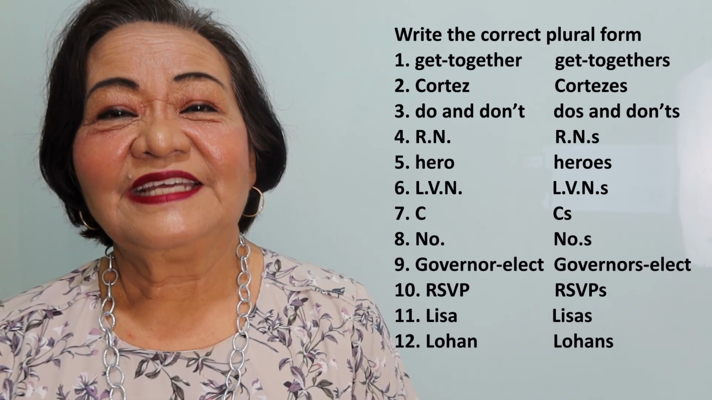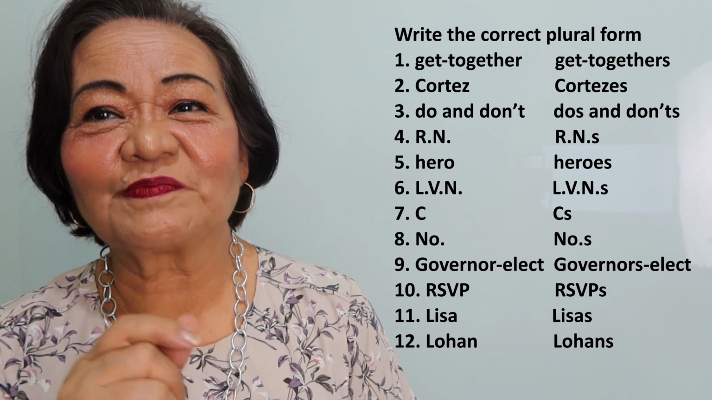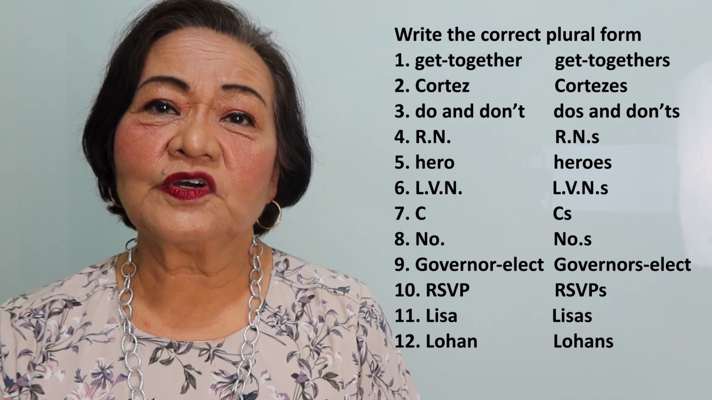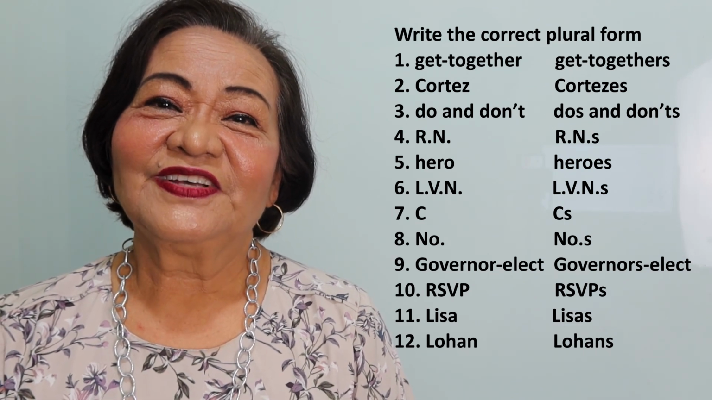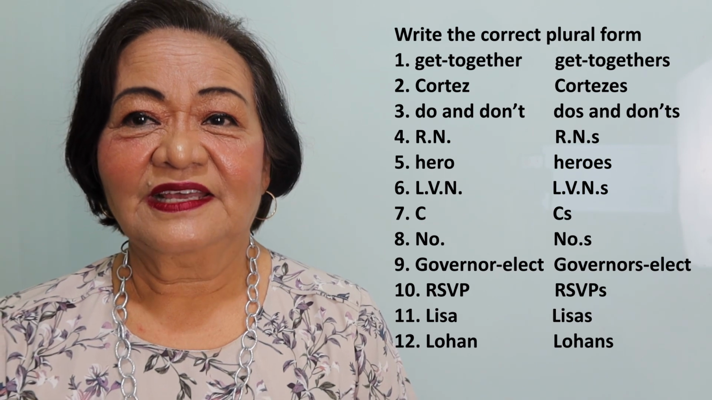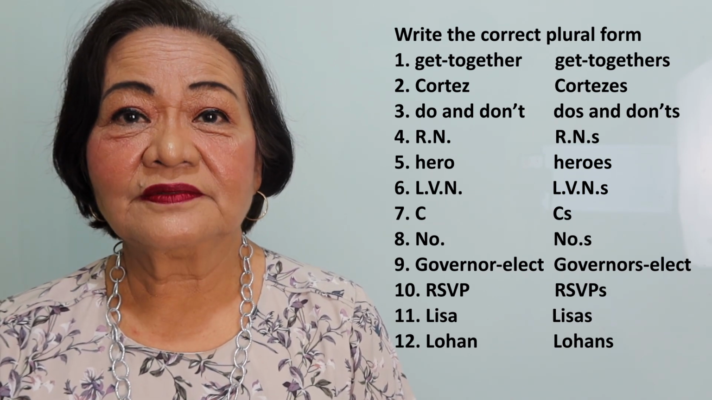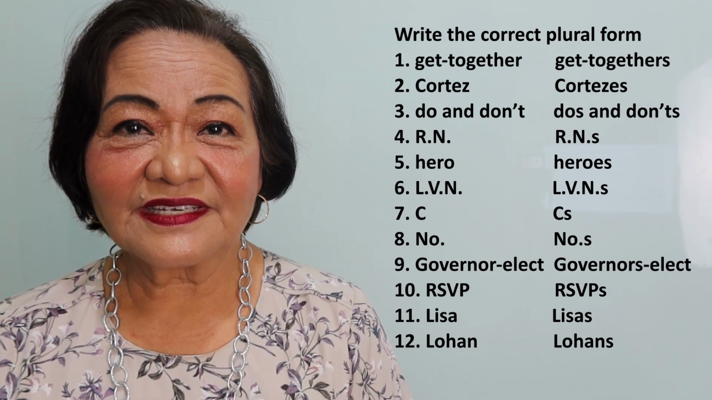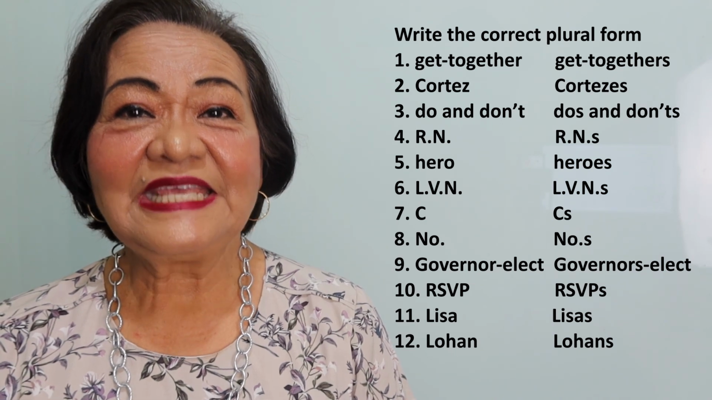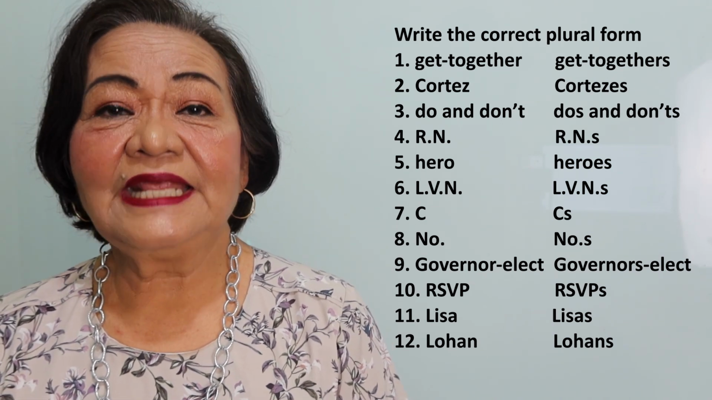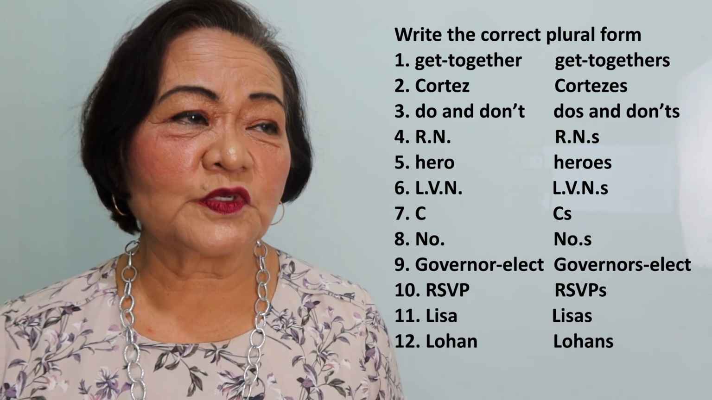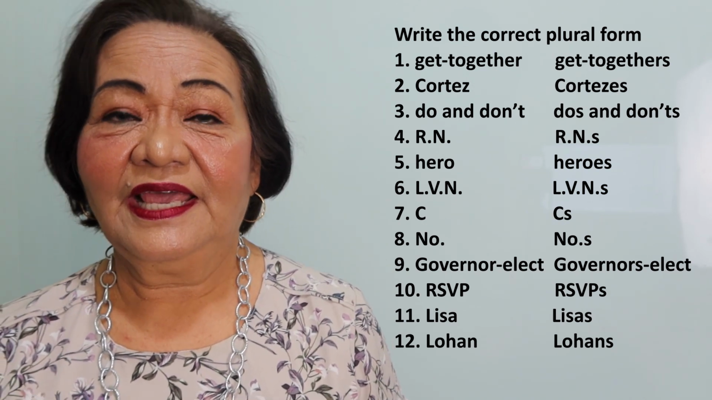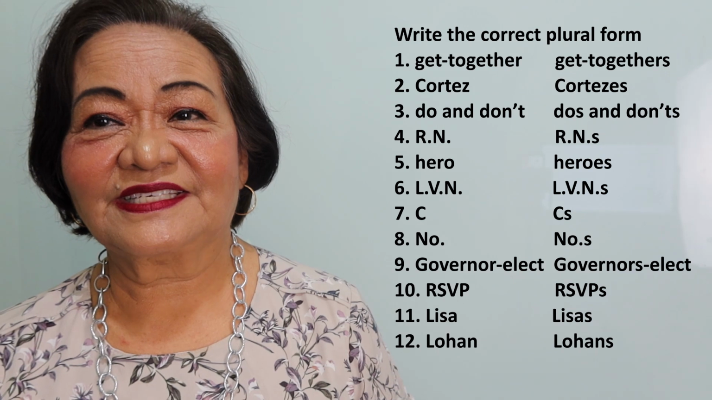Governor-elect, in compound nouns, the more important word is pluralized. Governors-elect. What about NO? NO could be an abbreviation of number. So, just add small s. But when you're referring to no, the plural is either NOS or NOES. Next, Lisa. We have the plural. Suppose in a store, in a company, there are 2 Lisas. Just add small s. And Lohan, just add small s.